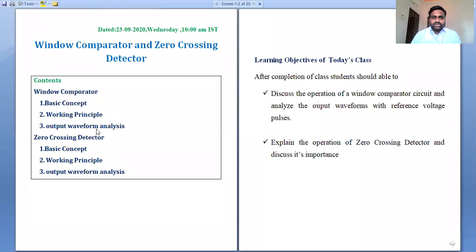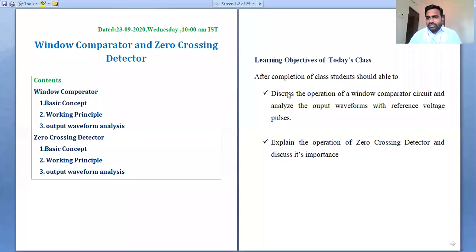Similarly, we will discuss the zero crossing detector: the basic concept of the zero crossing detector, its working principle, and we will analyze its output waveforms. These are the learning objectives we are going to see at the end of the session, after completing the class.